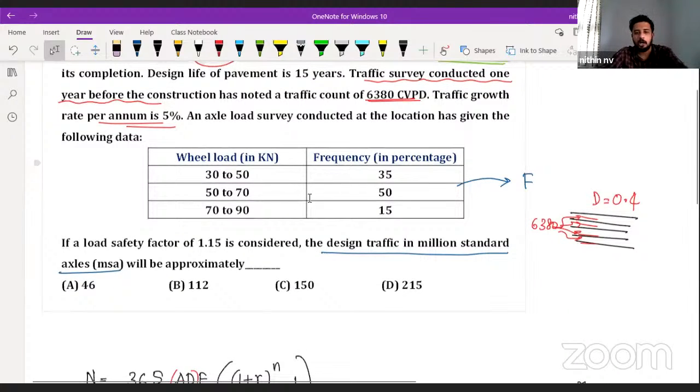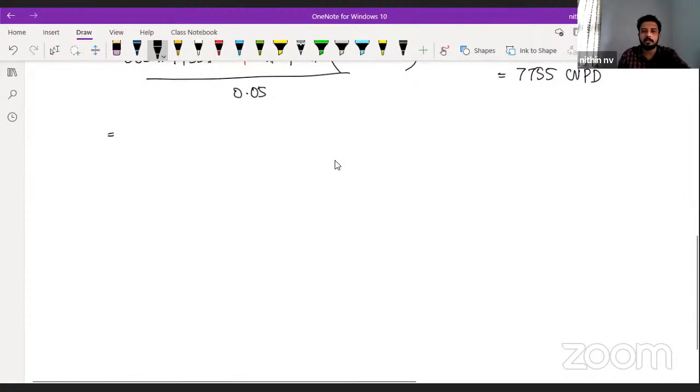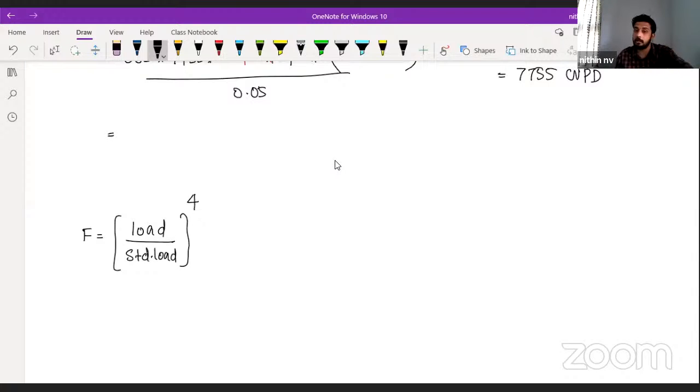Properly listen how we are going to calculate. If they are giving some value, this F stands for vehicle damage factor. Vehicle damage factor: load divided by standard load, raised to 4. This is known as the 4th power law. Load divided by standard load raised to 4, multiplied with the corresponding frequency. What is the meaning of frequency here? Number of occurrences. Corresponding to how many times this particular load was there.